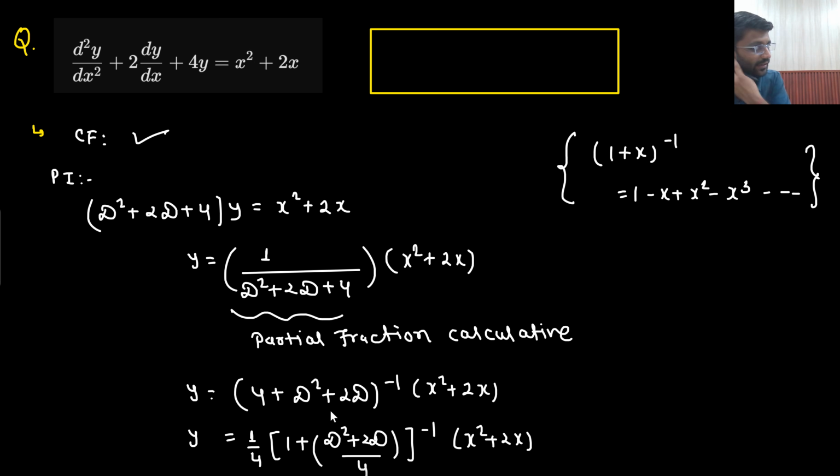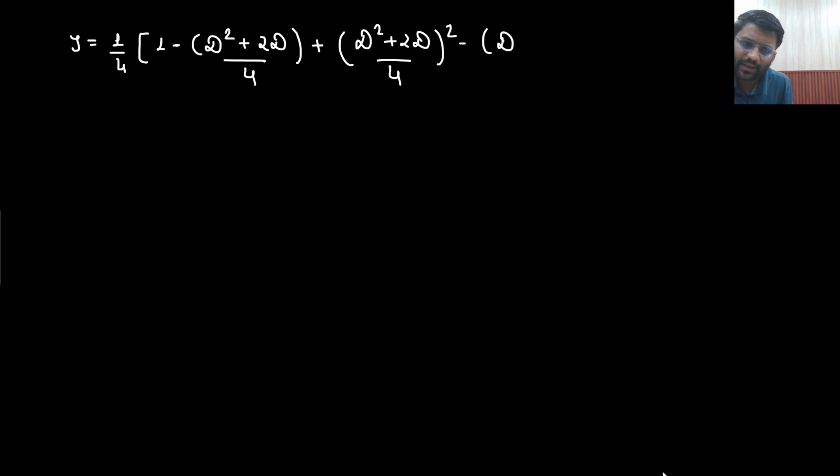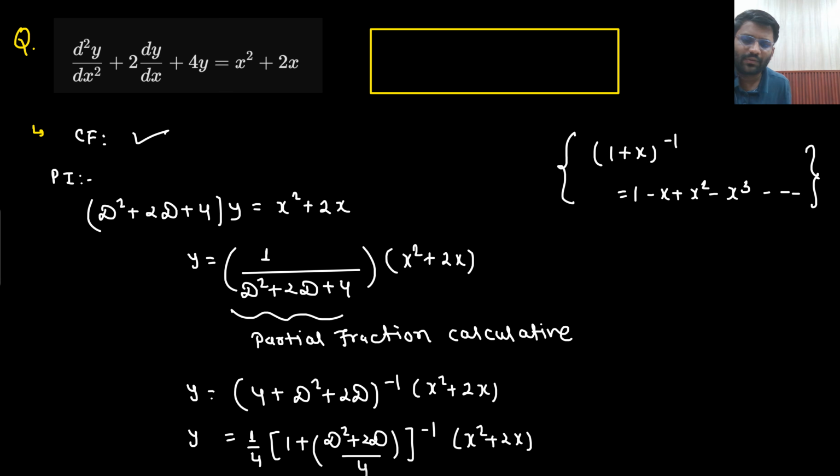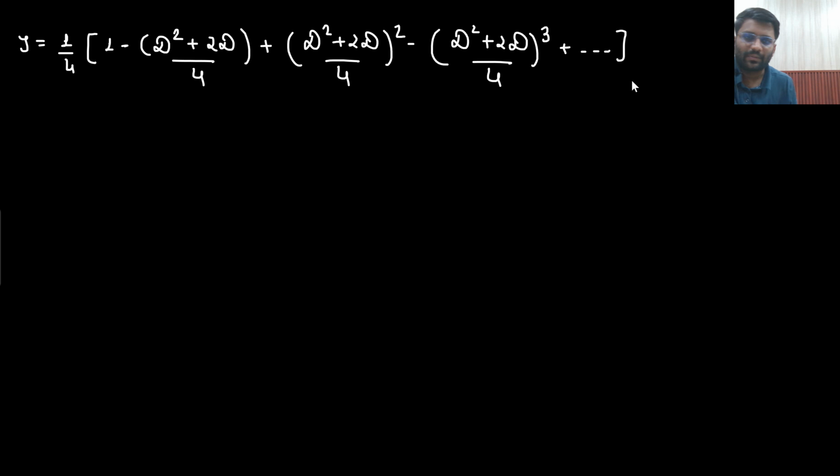So what I am doing now, I need to apply this formula 1 plus x to the power minus 1. So let's apply this. y equals 1 by 4, and 1 plus x to the power minus 1 will be 1 minus x, that would be d square plus 2d by 4, plus x square minus x cube, and so on, multiplied with x square plus 2x.